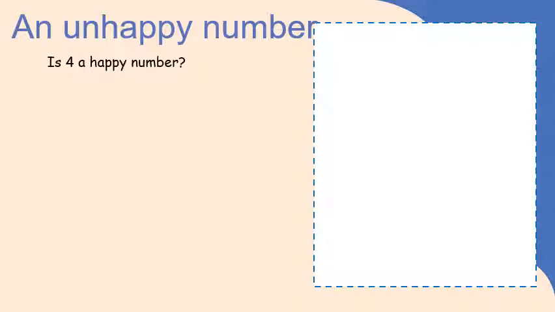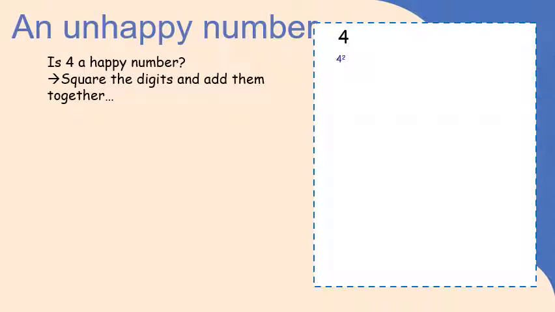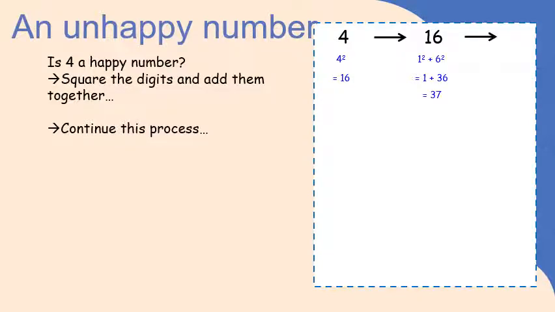Let's have a look at an example of an unhappy number. We'll start with the number 4. So I'm going to apply the same process. I'm going to do 4 squared equals 16. 16 is made up of 1 and 6, so 1 squared plus 6 squared is 1 add 36 equals 37. I'm going to repeat that process.